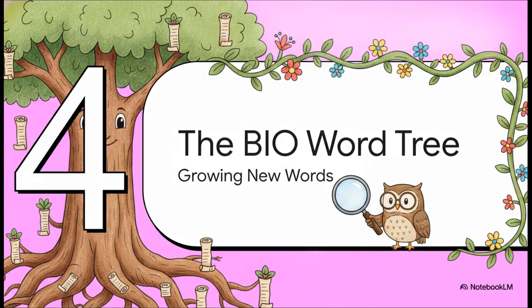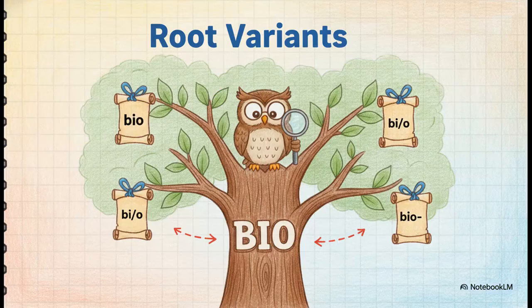Section 4. The Bio Word Tree. Now, words are actually a lot like the plants in our garden. The roots really like to grow and branch out over time. So think of bio as the sturdy trunk of our vocabulary tree. It can actually take on slightly different shapes and prefixes depending on the branches it's growing.